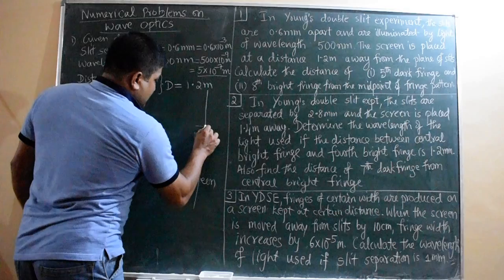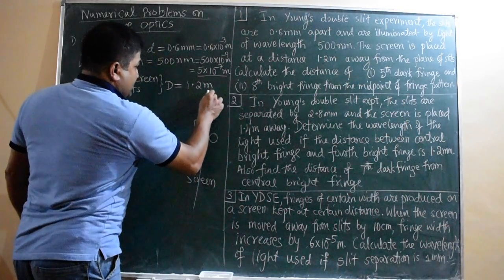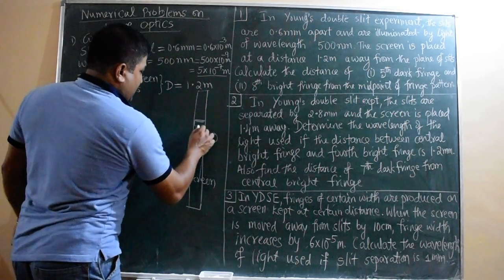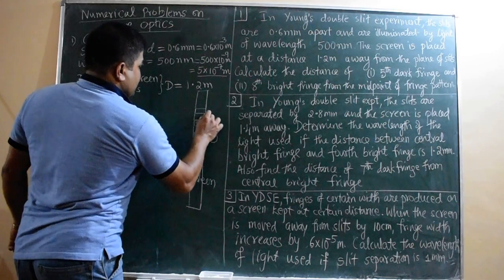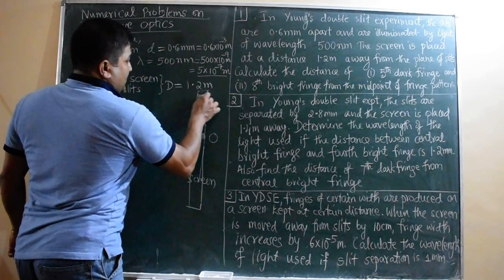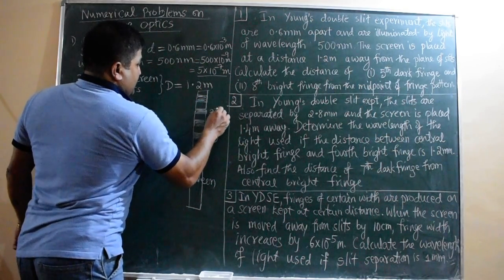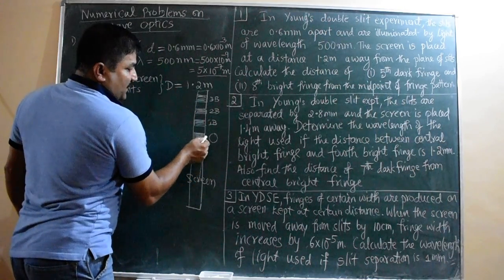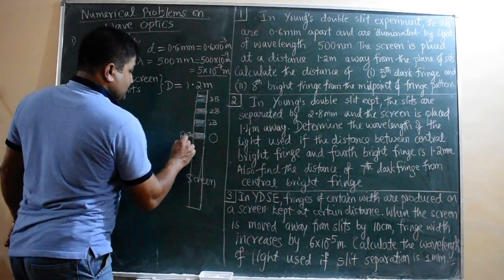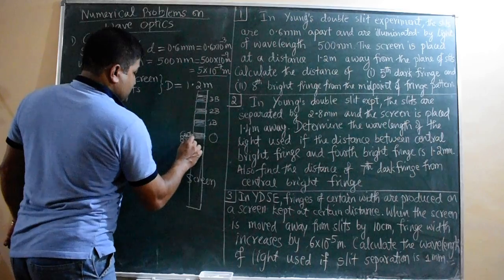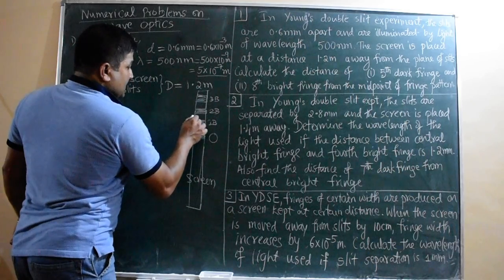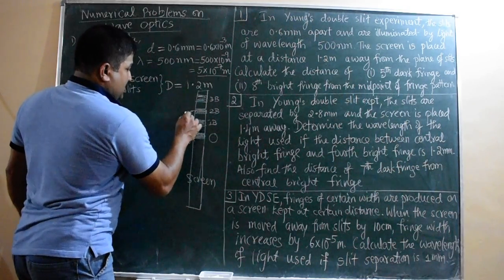Then the distance of the first bright fringe on the screen. I will turn the screen like this, I will show you. Like this is the fringe pattern. So first bright fringe, then second bright fringe, third bright fringe, like this it continues on the screen. After the central bright fringe, which is the zeroth bright fringe, comes the first bright fringe. This distance from the central fringe to the first fringe is beta, and the first bright fringe to the second bright fringe is also beta.